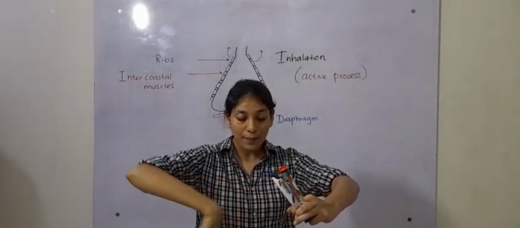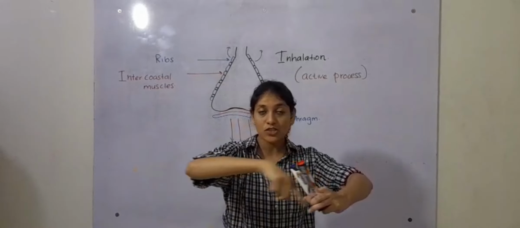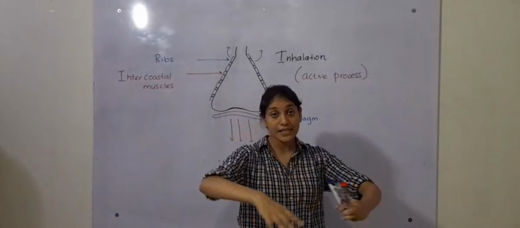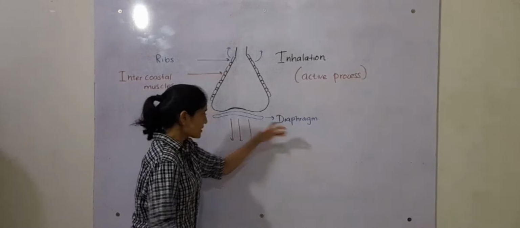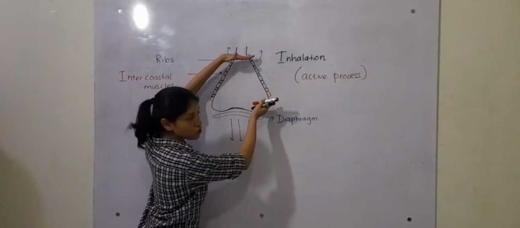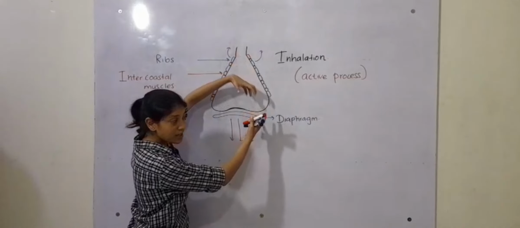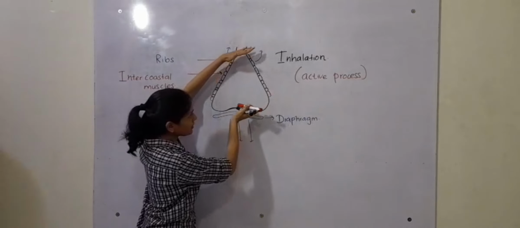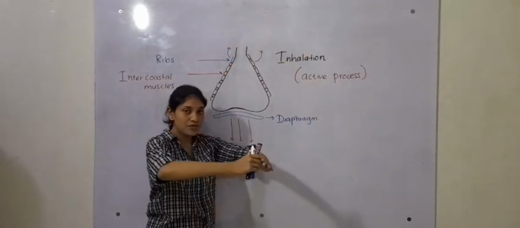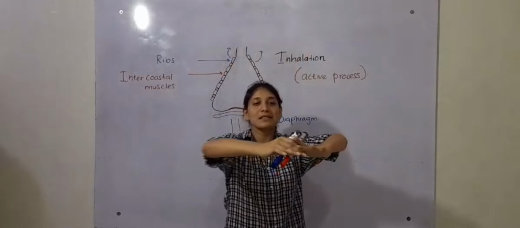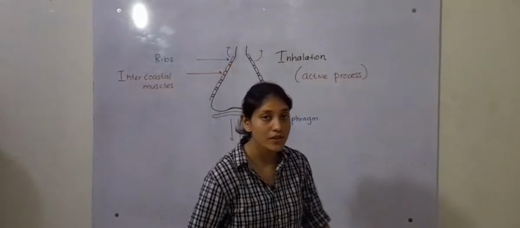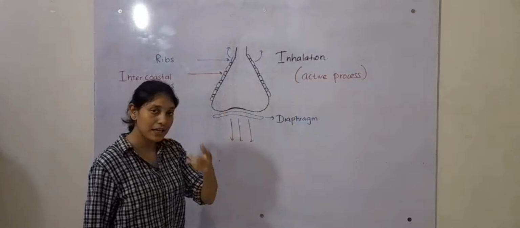Therefore, the size of your thoracic cavity increases. The diaphragm contracts and pushes down. When this is pushed down, your intercostal muscles contract and push your ribs upwards. When the rib cage is moving up, the sternum moves forward, and thereby the size of the cavity increases.